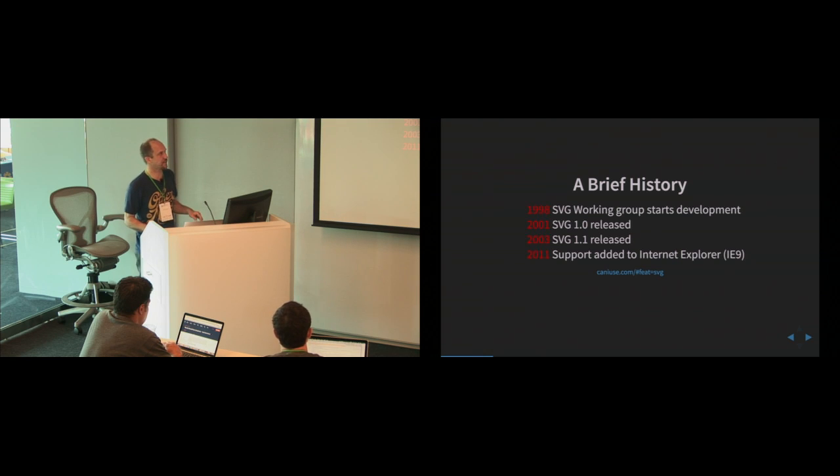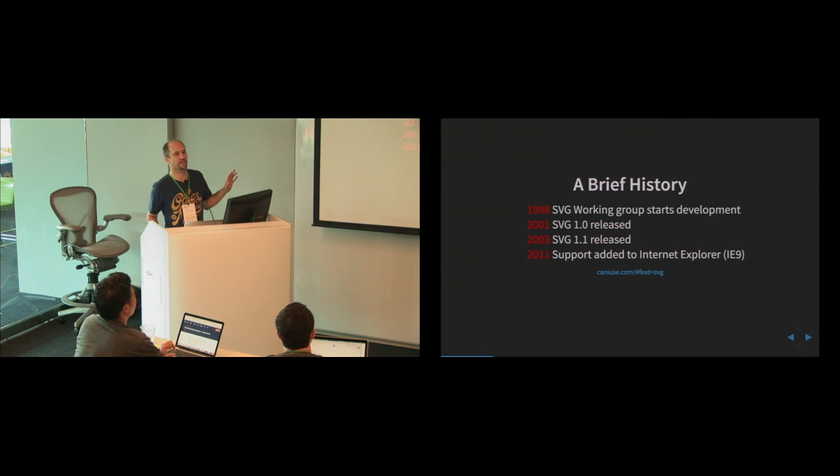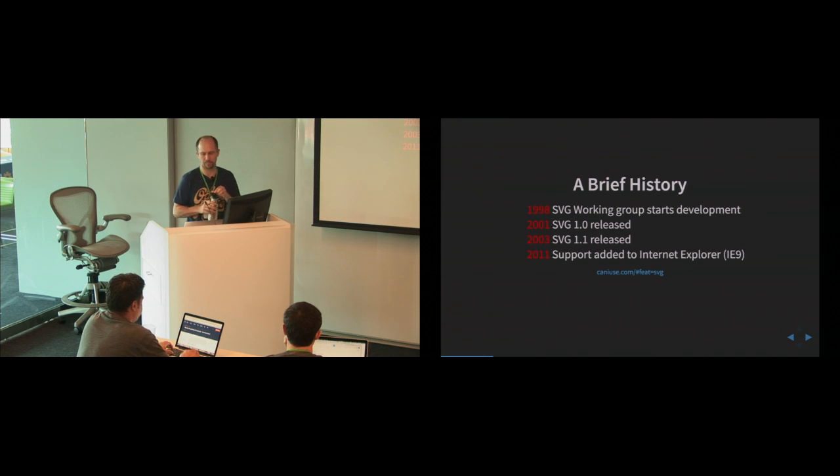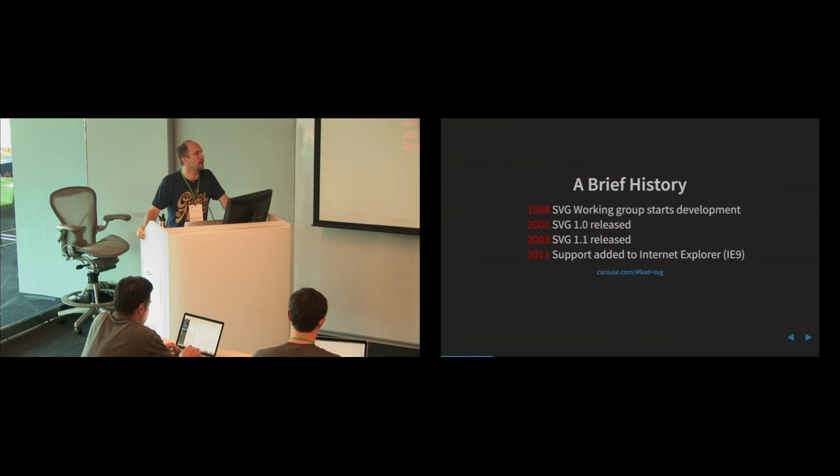And actually SVG goes back quite a ways in terms of when it started and came to be on the web. The spec was first started in 1998 by the World Wide Web Consortium. This is an open standard, just like HTML and CSS. Then in 2001, the first version was released and iterated, and in 2003, SVG 1.1 was released. And that's the version we're still using today for all our graphics.